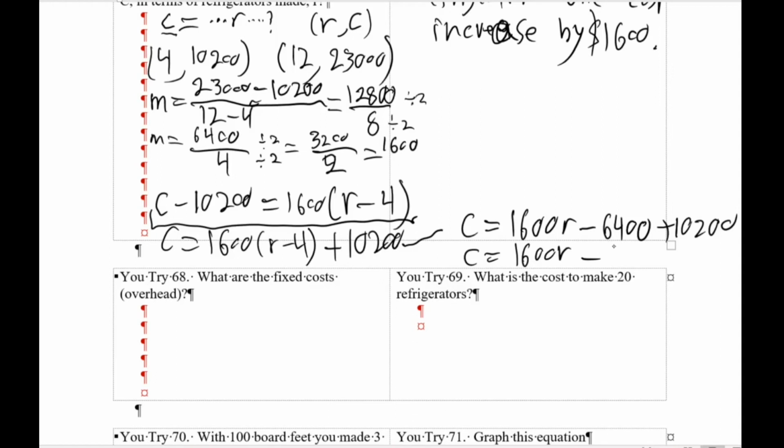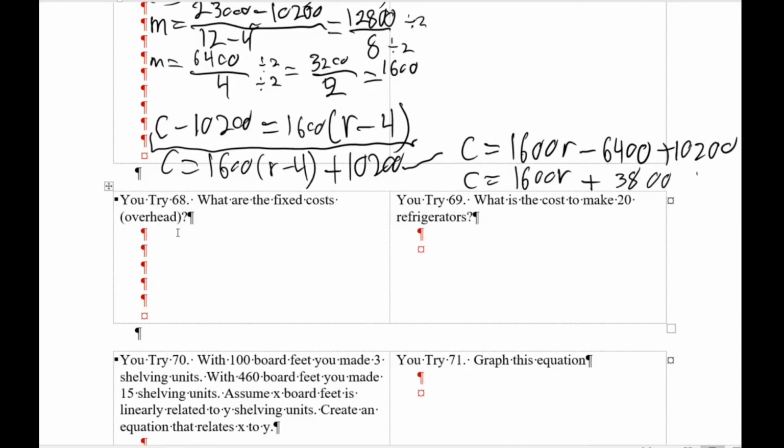So we have 64 taking away from 102 with the 2 zeros at the end. What we have left over would be 38. There we go. So 3,800. Now that I've solved for C and put it into slope-intercept form, I can easily see that my fixed costs, which do not change as R grows, would be the $3,800.